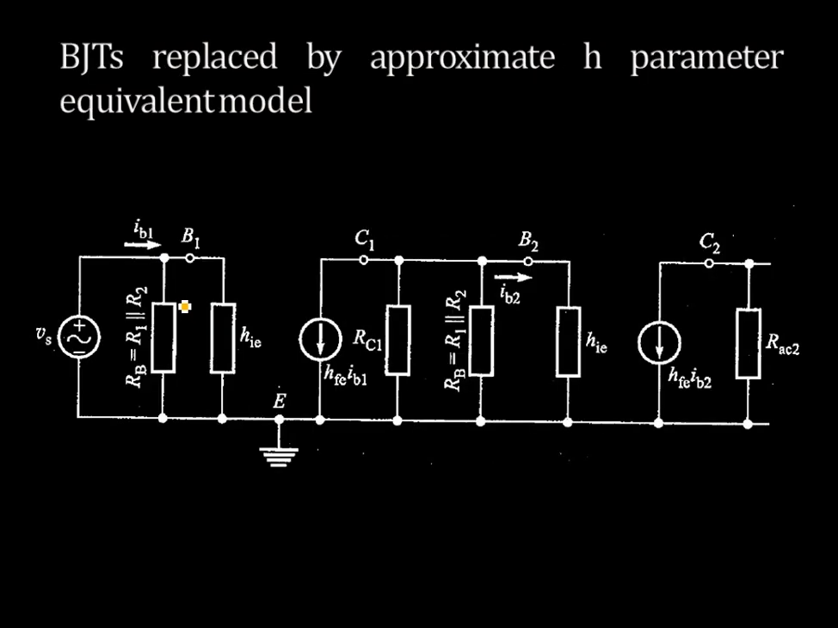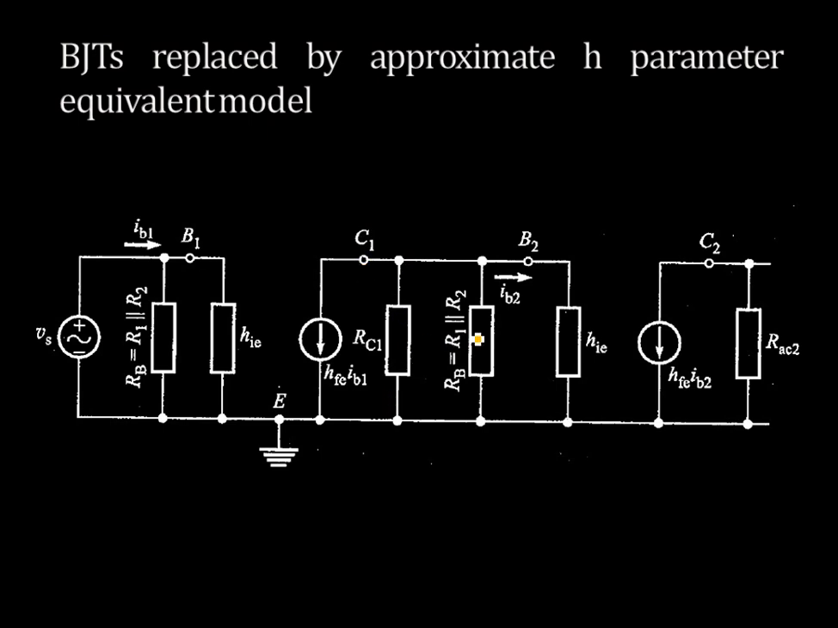Now BJTs are replaced by its approximate h parameter equivalent model, which is giving you this circuit, that is RB, which is R1 parallel to R2. You can draw it for yourself. We have neglected hoe parameter and hre parameter. So this is the approximate analysis. You have hie here. Then this is the base B1, base of the first transistor. Then we have hfe IB1 and C1, the collector terminal of the first transistor, and RC1 here.